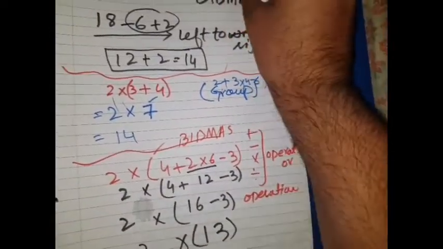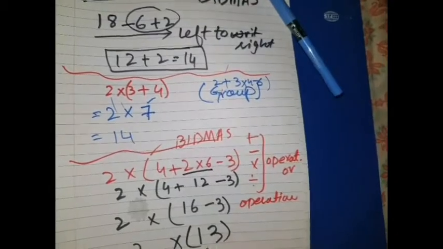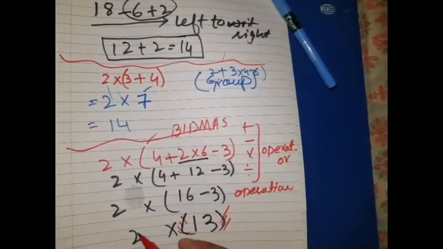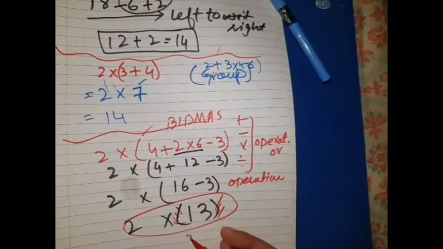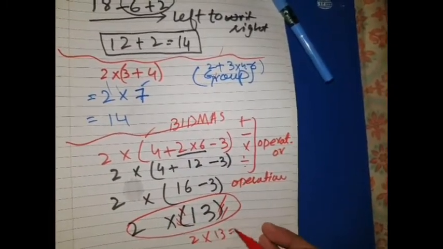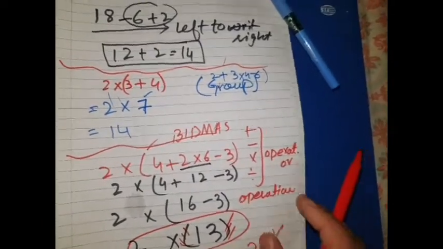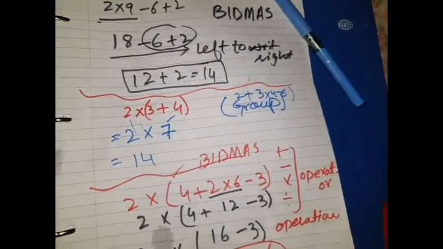Let me just fix this. Okay, now I don't need any bracket, because I have one value. I'm left with one value, so let me rewrite this part as 2 times 13. So 13 times 2 makes 26, which will be my answer. Remember that BODMAS is a very simple and interesting thing, but if you do not pay the right manner of attention to it, you will really get confused.